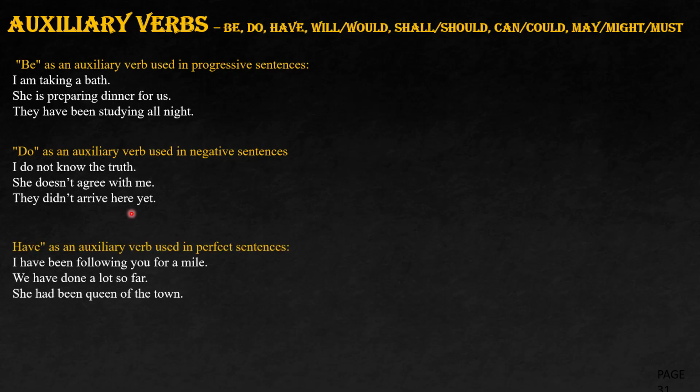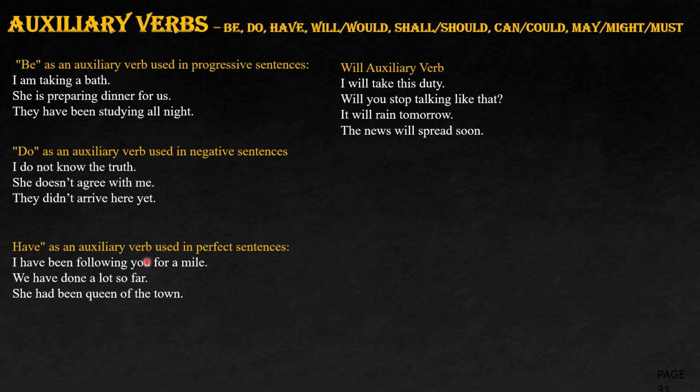When it comes to have, it helps us create the perfect sentences like I have been following you for a mile. We have done a lot so far. She had been queen of the town. Like this, we can utilize this one.